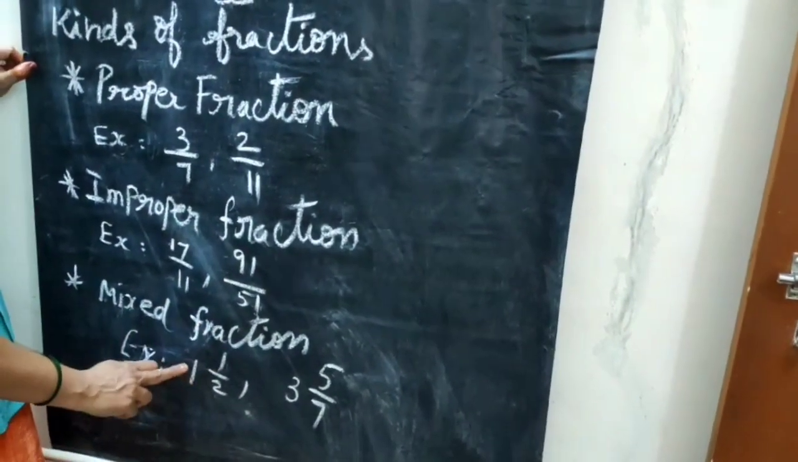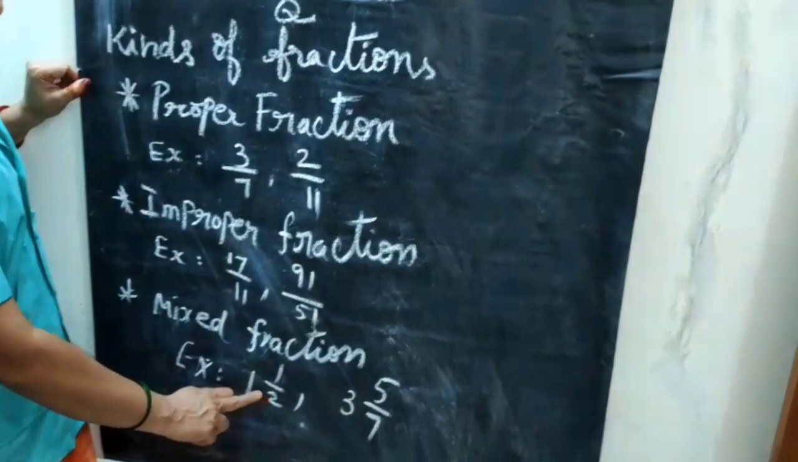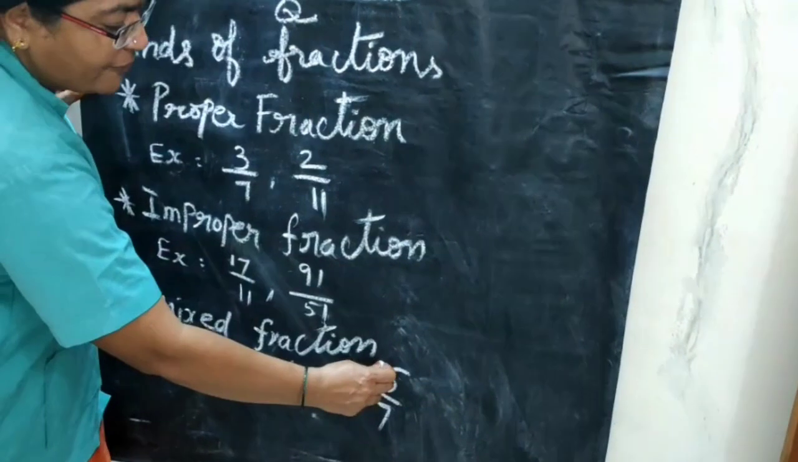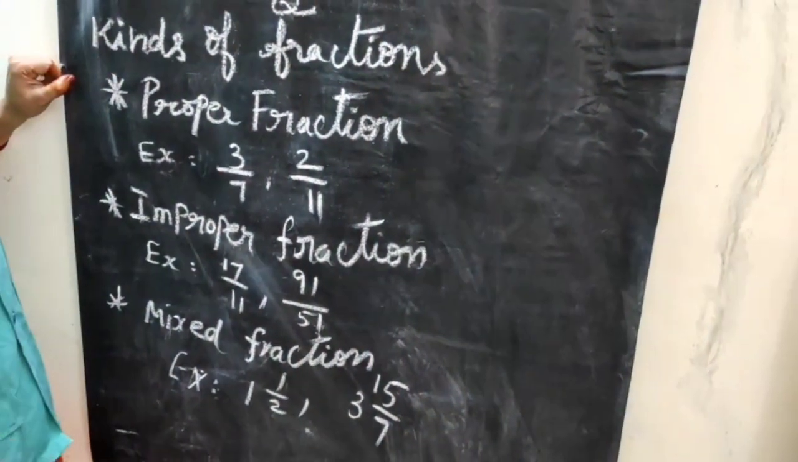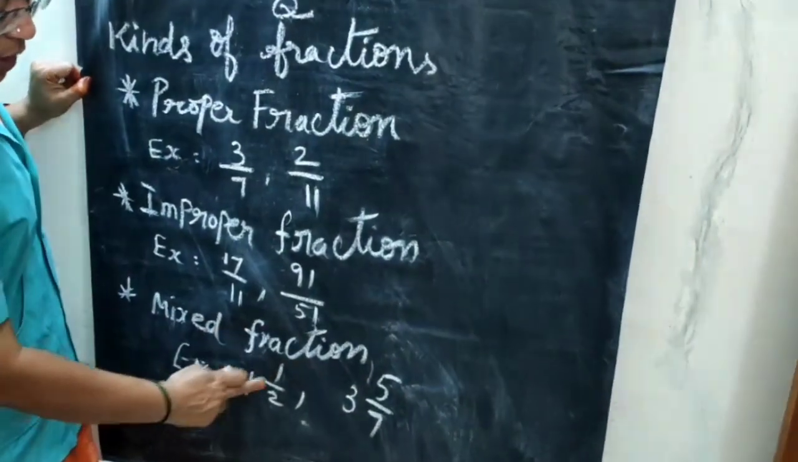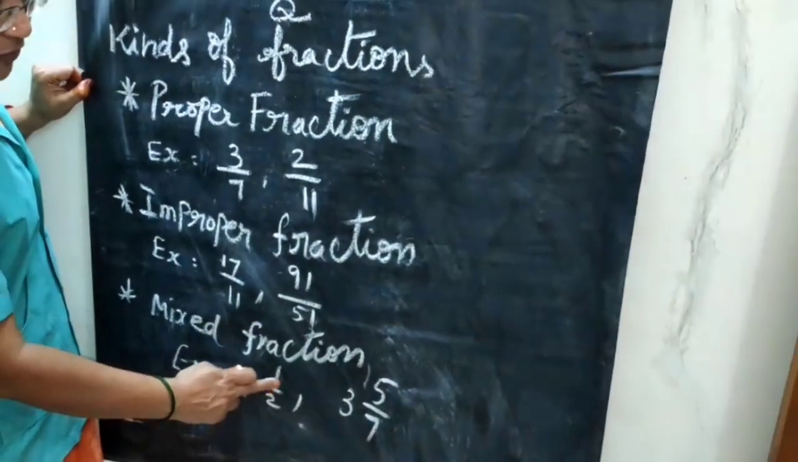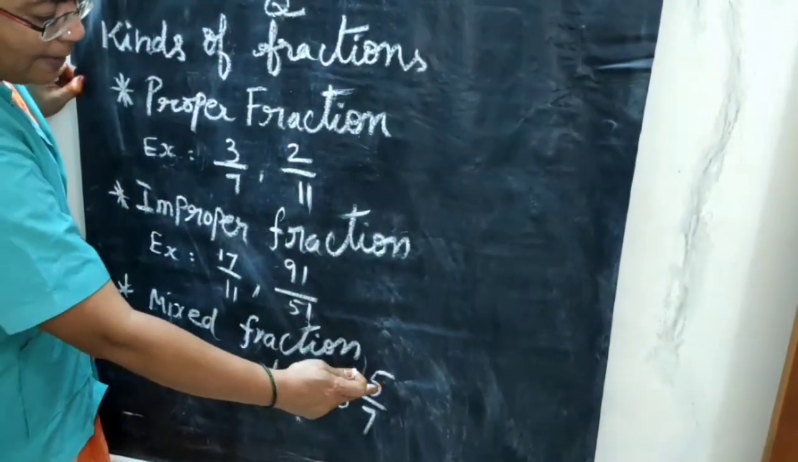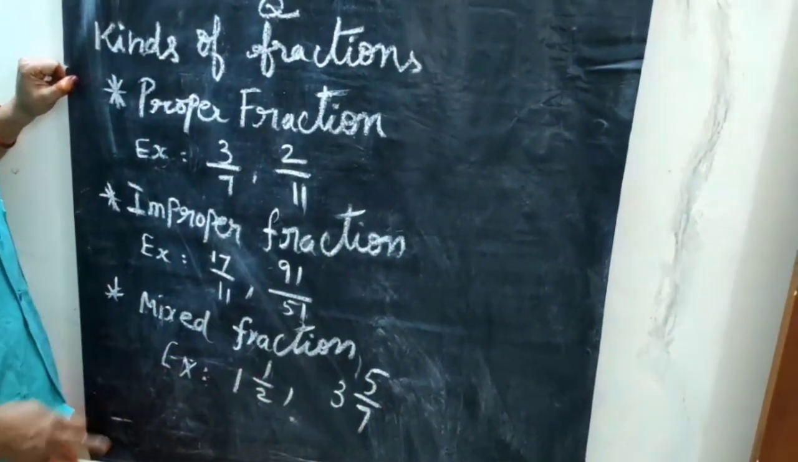Mixed fraction: whole number plus proper fraction, or whole number plus improper fraction, is also called a mixed fraction, for example 1 and 1 by 2. Whole number plus proper fraction is called a mixed fraction. Understand?